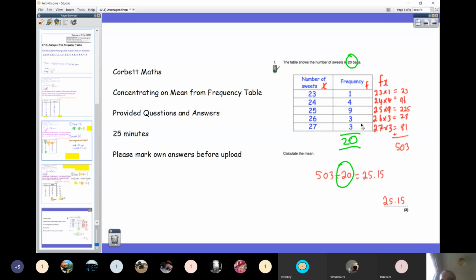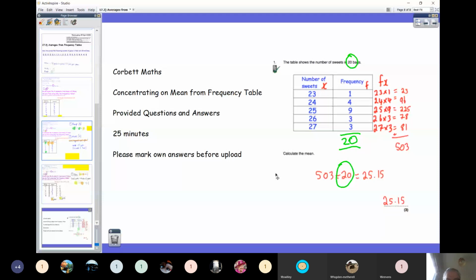Now, this question told you there were 20 bags, so I didn't need to work it out. I could have just done 503 divided by 20, okay? But as I said, if the question doesn't tell you, you add up the frequencies to get the total number of bags. So 503 divided by 20 gave us 25.15, the average number of sweets in a bag. And leaving it as a decimal is absolutely fine, okay?